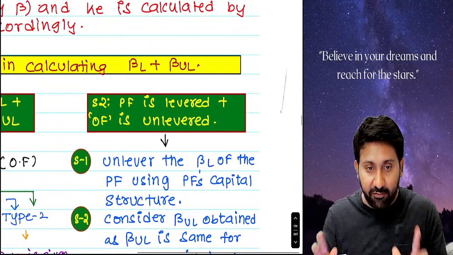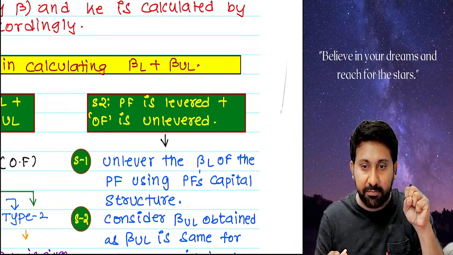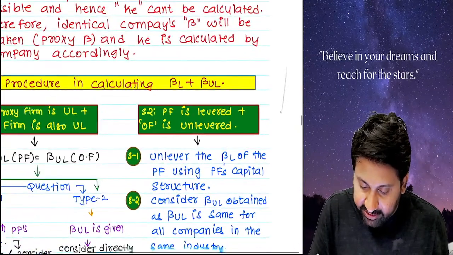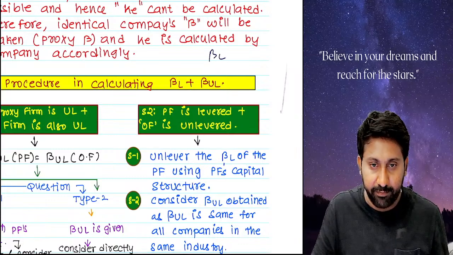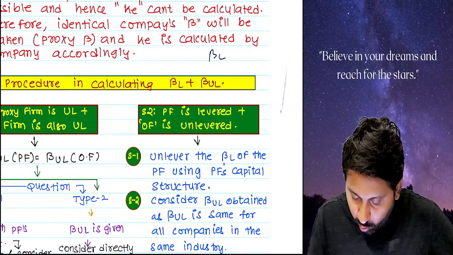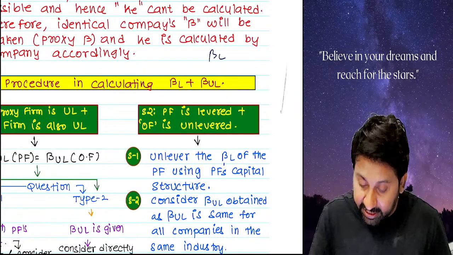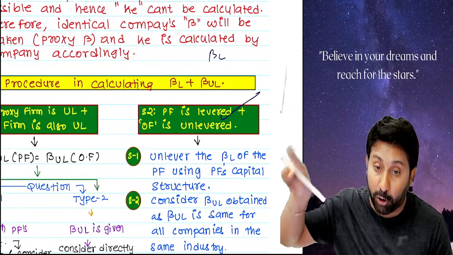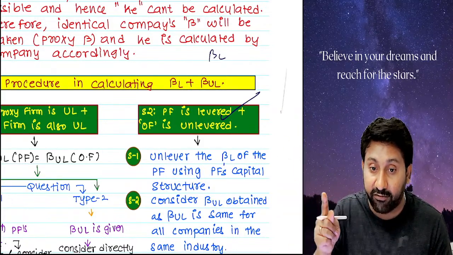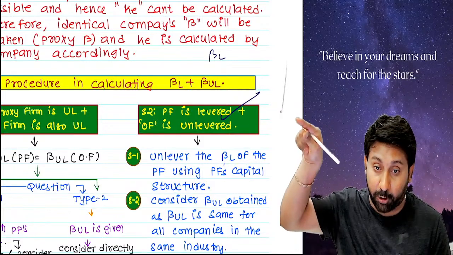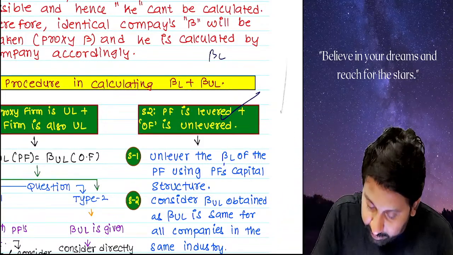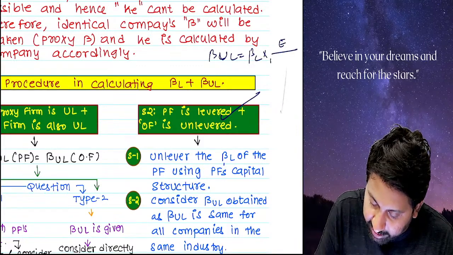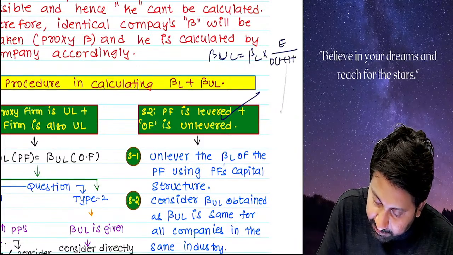It means we will take the proxy firm's beta and convert it into our beta. How to do it? Levered beta is given. Own firm is unlevered. That means first we should convert the levered beta of the proxy firm into unlevered beta. Unlevered beta equals beta levered into E by (1 minus T) D plus E.